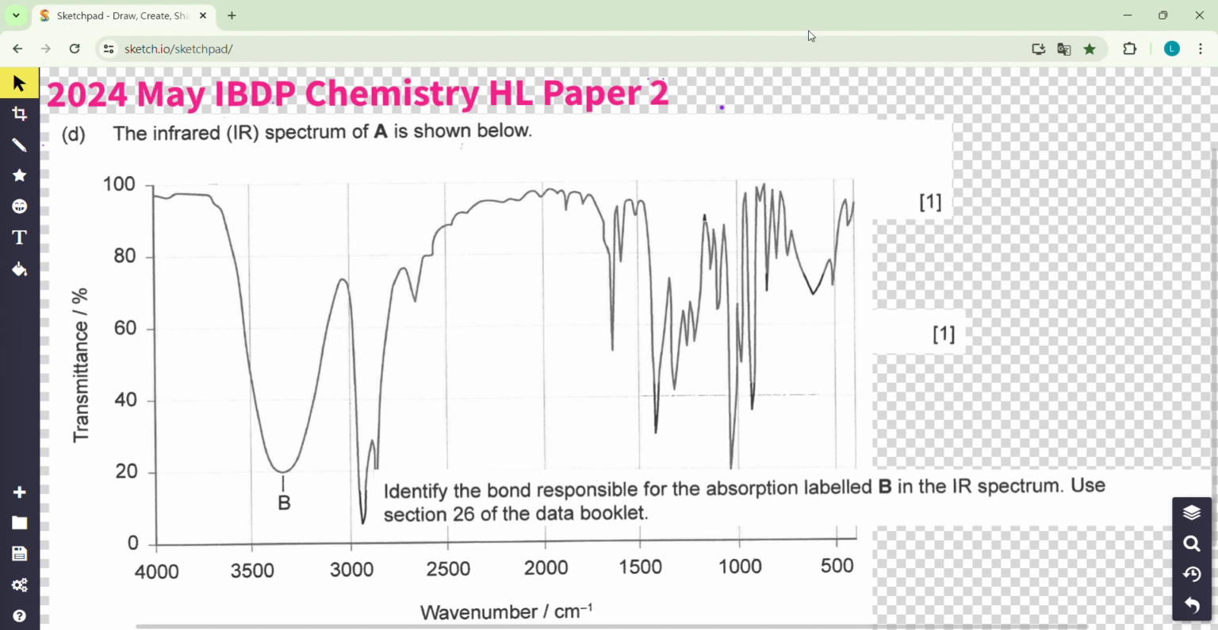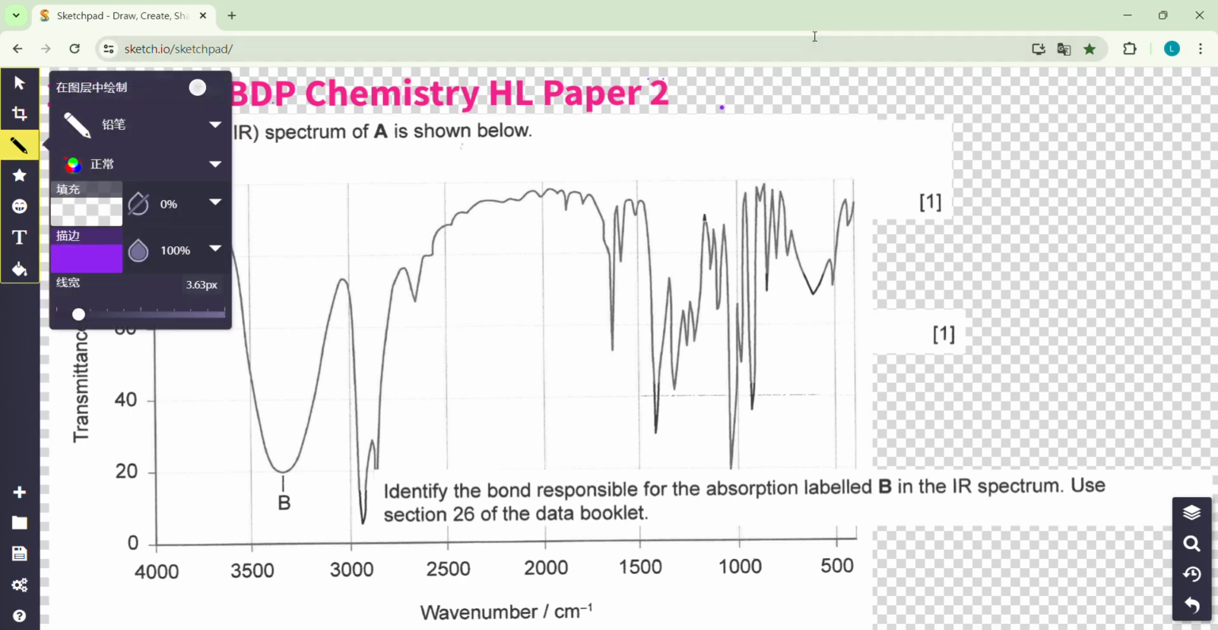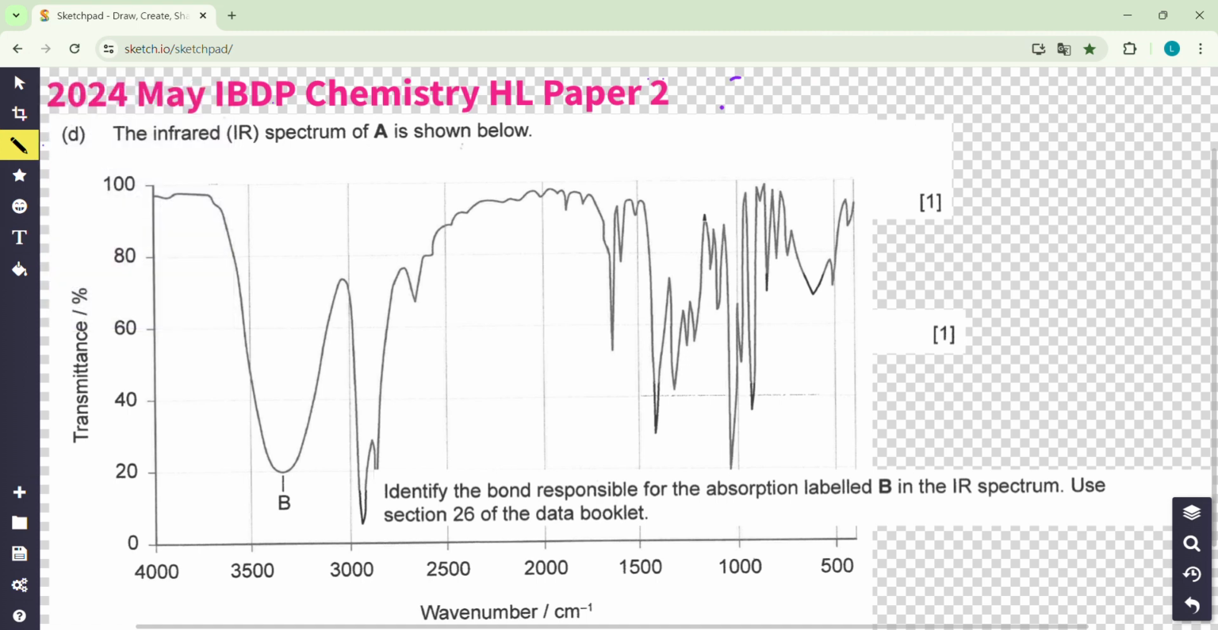Yes, welcome back. You got it. It's the OH bond. So for D the result is OH. After knowing the OH bond, this diagram has no use, so you can just delete it.